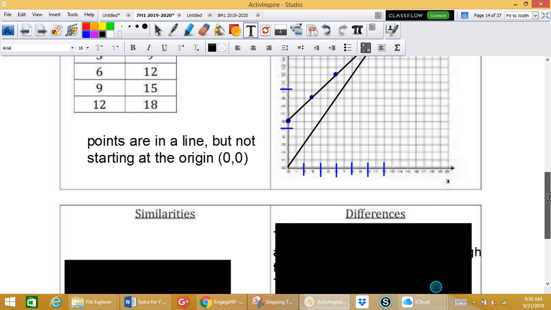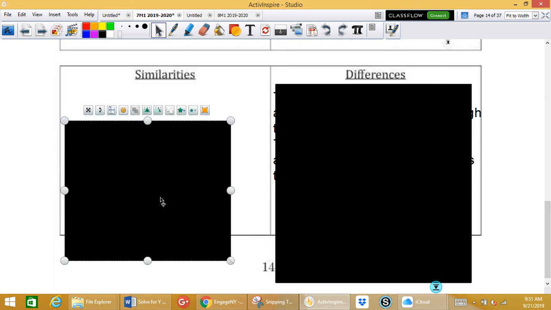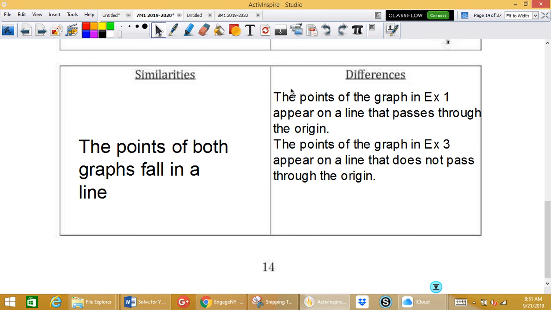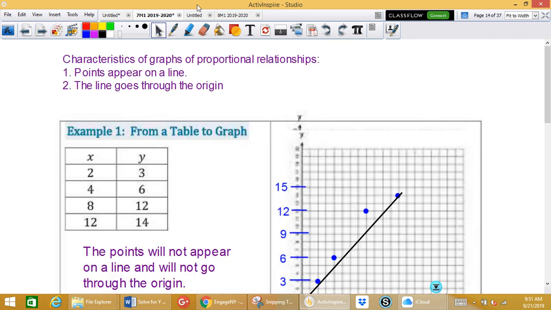So let's take a look down here. What are the similarities and differences? The points of the graph fall in a line. The differences, in example 1, they appear to pass through the origin. The points in graph 3 appear on a line that does not pass through the origin. That's the end of our lesson.